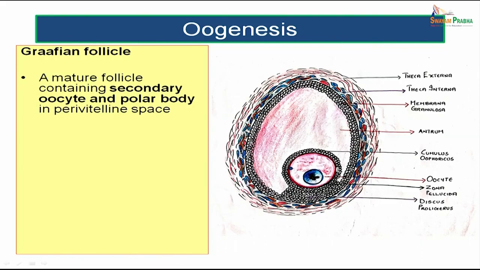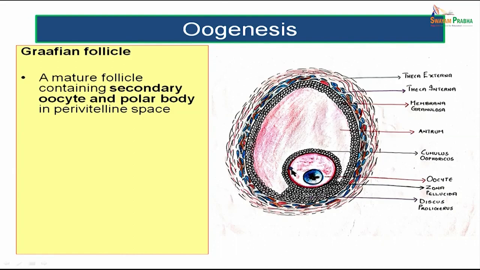This is actually just before ovulation. The primary oocyte will now be converted into a secondary oocyte, as the first meiotic division will be completed. That is why we get a secondary oocyte here. That means the first meiotic division is over, and there will be the release of a polar body. Can you see a very small polar body here?